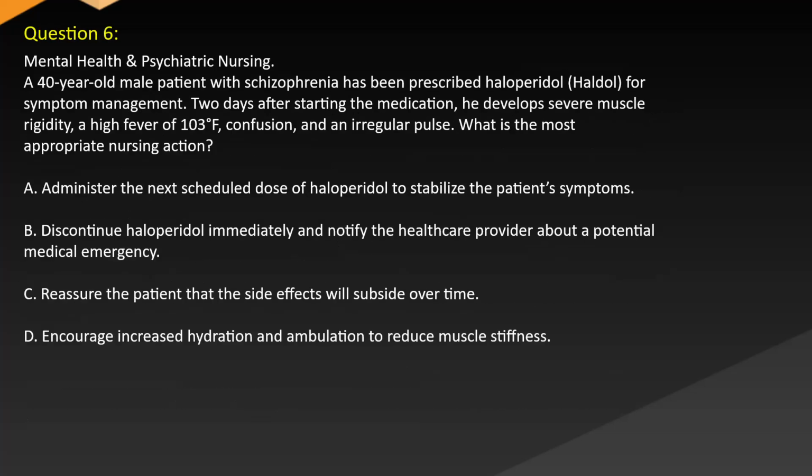Question 6. Mental health and psychiatric nursing. A 40-year-old male patient with schizophrenia has been prescribed haloperidol (Haldol) for symptom management. 2 days after starting the medication, he developed severe muscle rigidity, a high fever of 103 degrees, confusion, and an irregular pulse. What is the most appropriate nursing action?